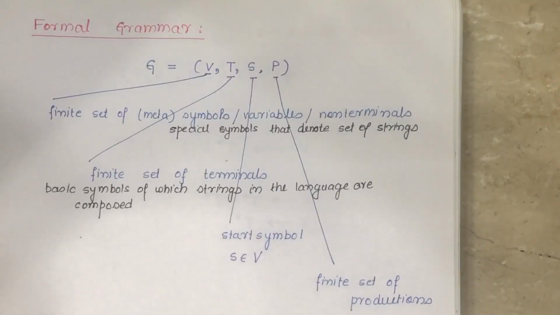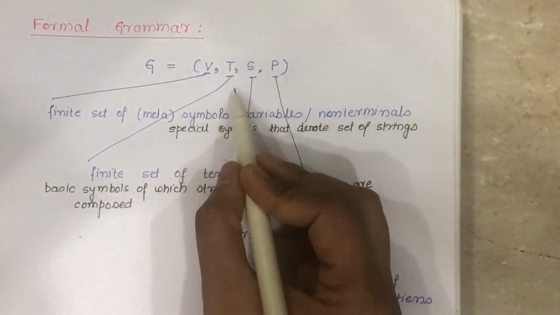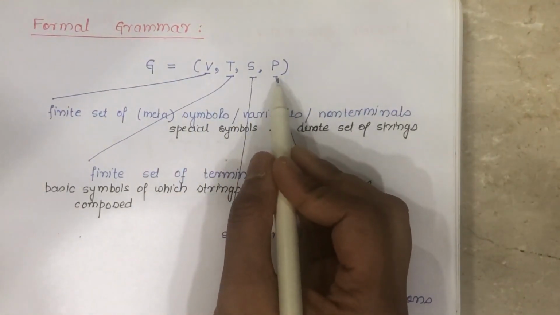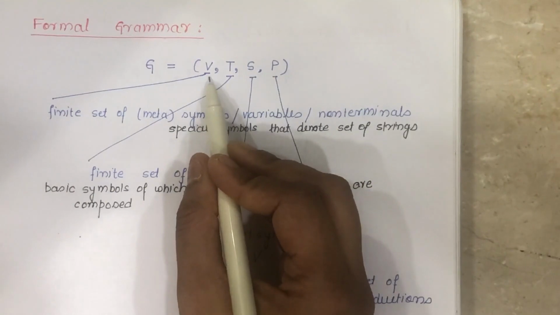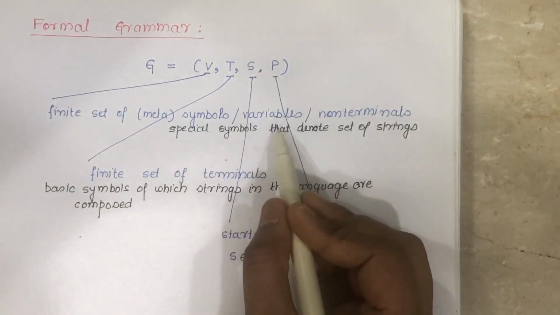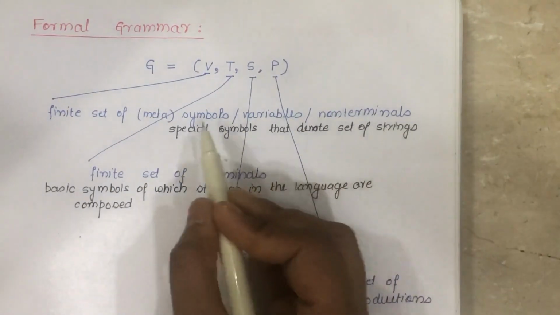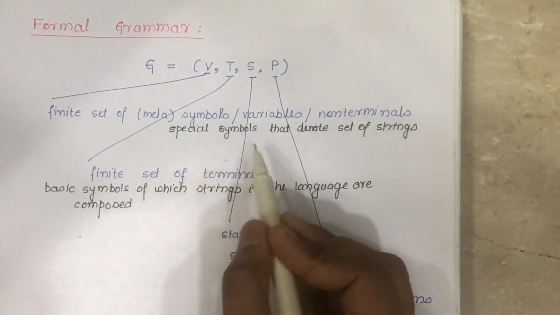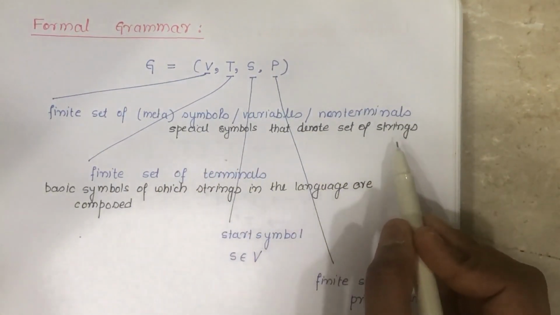In today's lecture, we will discuss formal grammar, then linear grammar and regular grammar. A formal grammar is formally defined using a quadruple, that is V, T, S and P. V stands for a finite set of meta symbols or variables or non-terminals. They are special symbols that denote sets of strings.